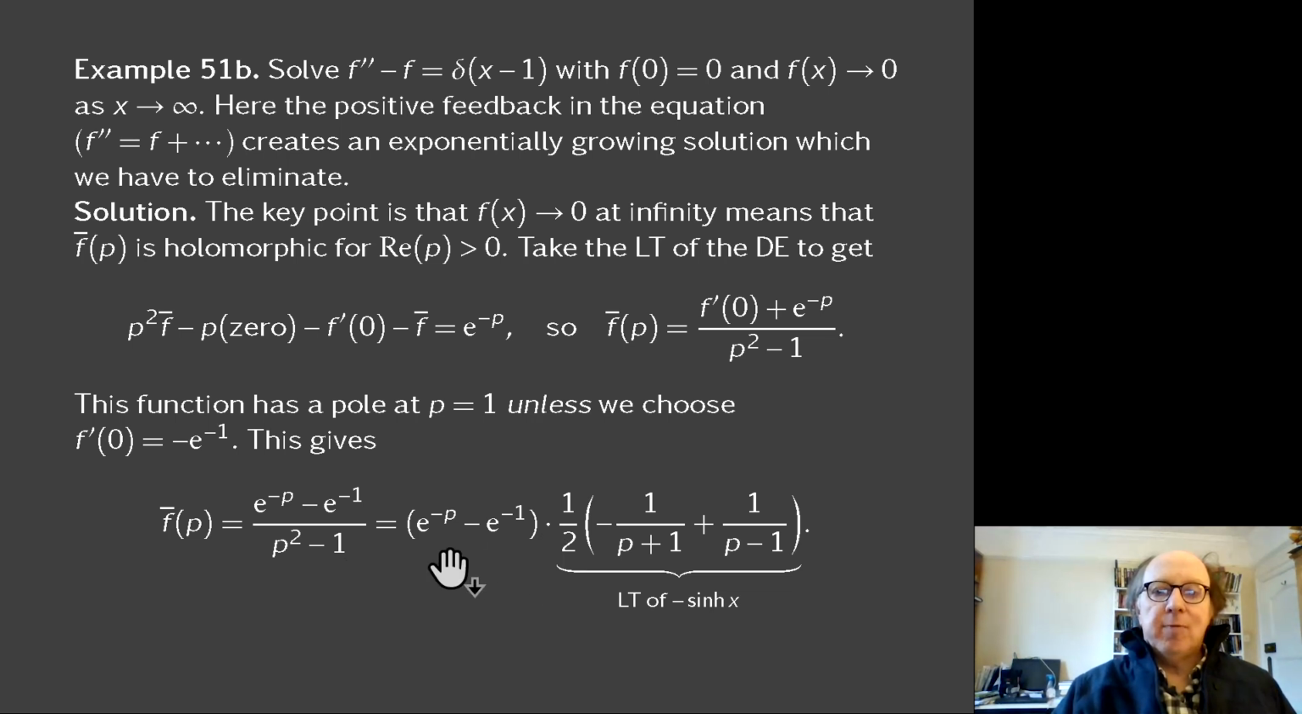And now I put this in partial fractions. This is the factor. And then the partial fractions are a half times minus 1 over p plus 1 over p minus 1. And that is the Laplace transform of minus the sinh of x, because that's going to give you e to the x, and that's going to give you e to the minus x. And so you get minus the sinh of x.